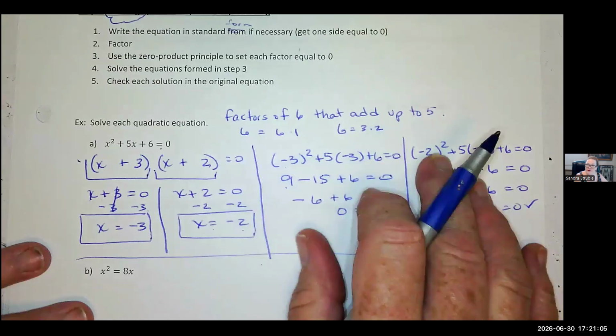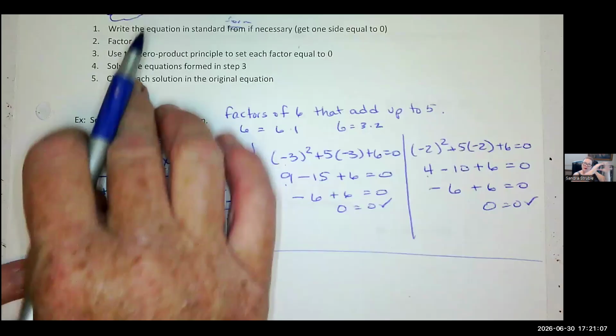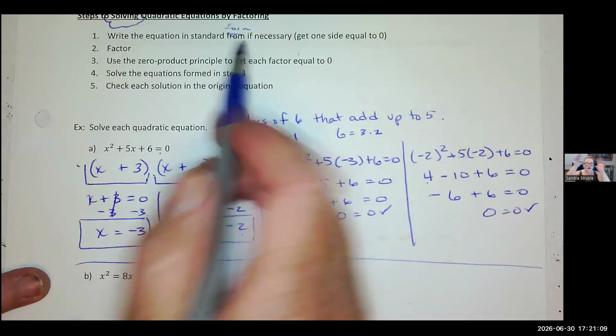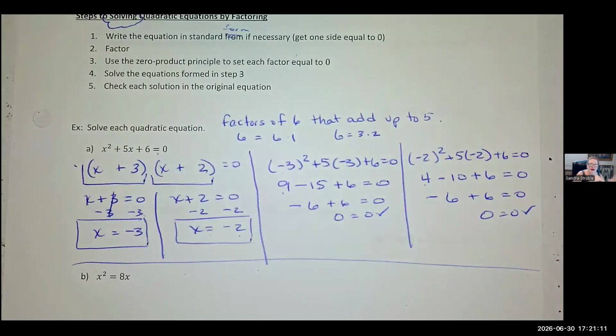Write each equation in standard form. Make sure it's from the highest exponent down to the constant. Everything on one side of the equal sign where the number in front of x squared is positive, and then set it all equal to 0. Factor it. Once you get it factored, set each of those factors equal to 0. Solve each of those factors for the variable, and then you can check the solution if you want to.